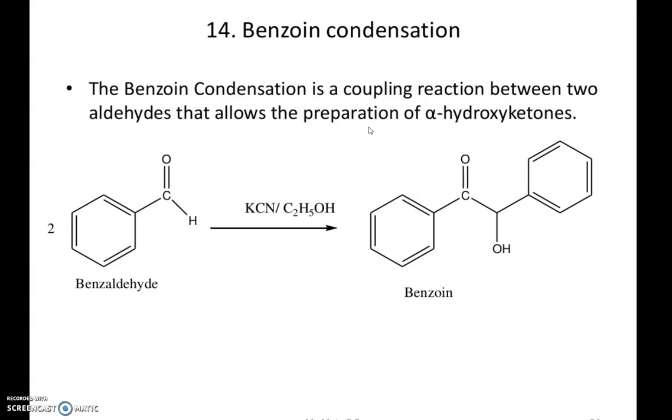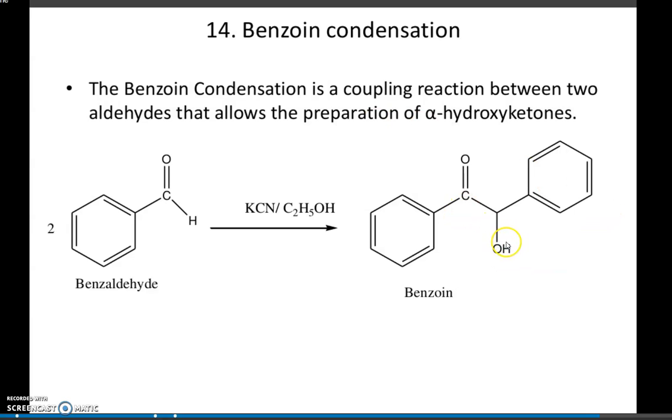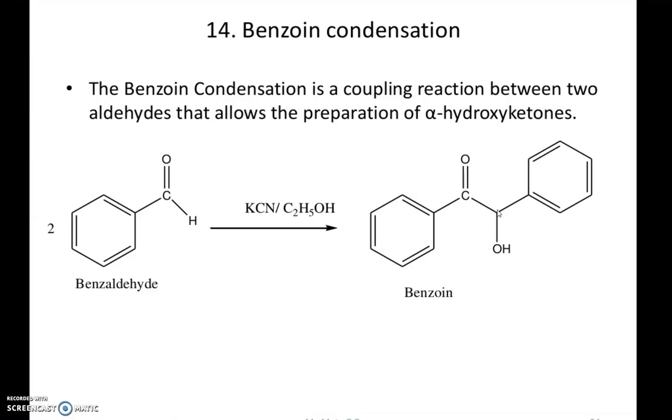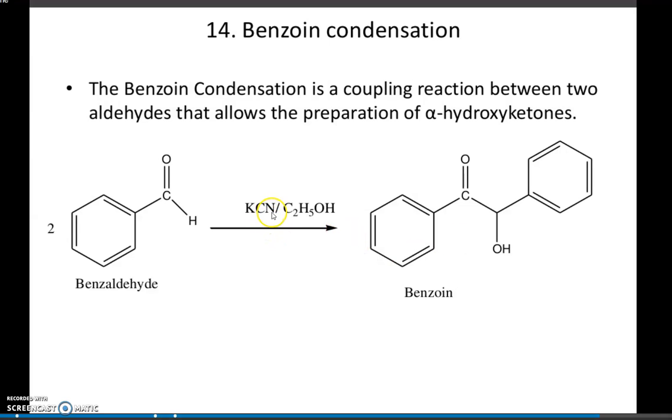The next one is benzoin condensation. Benzoin condensation is a coupling reaction between 2 aldehydes that allows the preparation of alpha hydroxy ketones. That is, in the alpha position, the hydroxyl group will form. This is the alpha carbon, so the hydroxyl group is attached to the alpha carbon. In the presence of potassium cyanide or alcohol, 2 benzaldehydes will couple together.